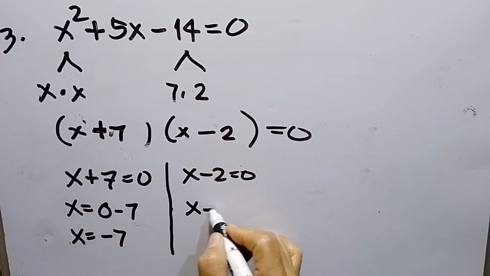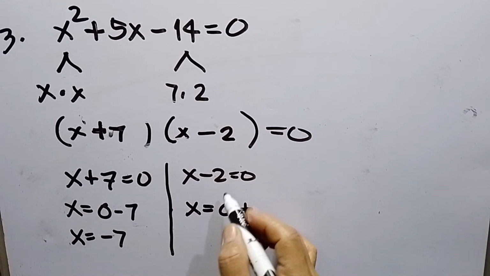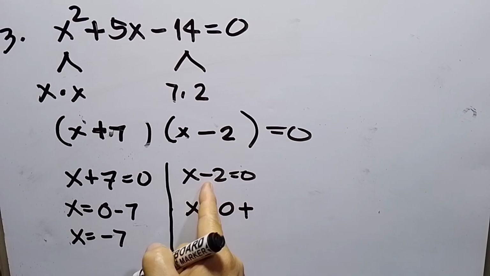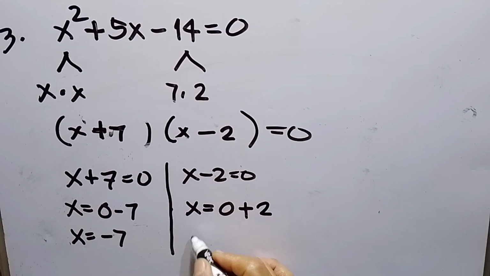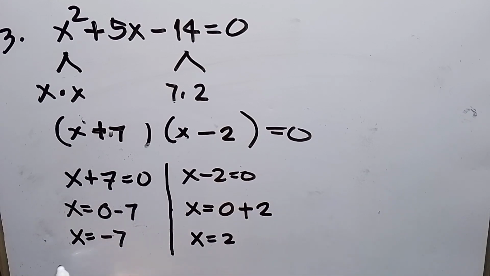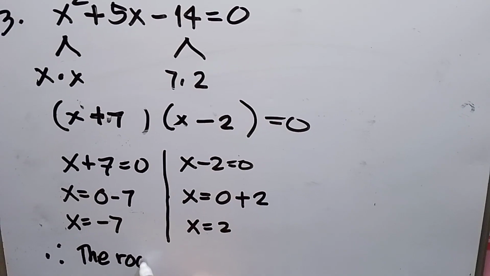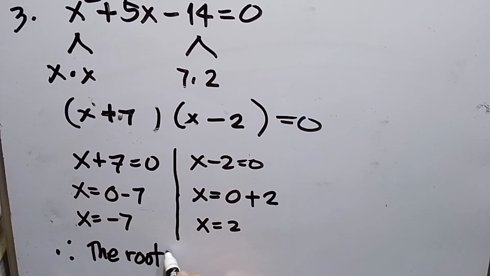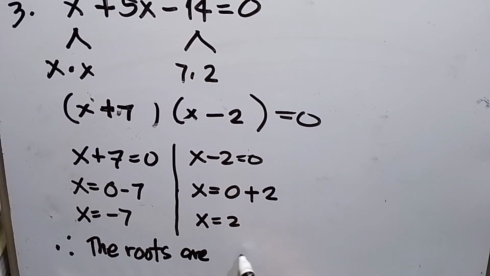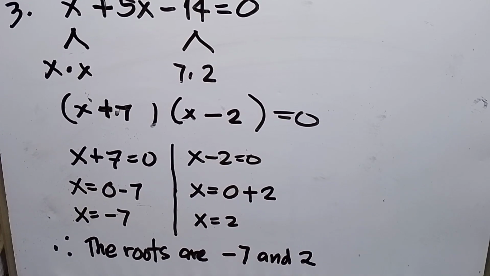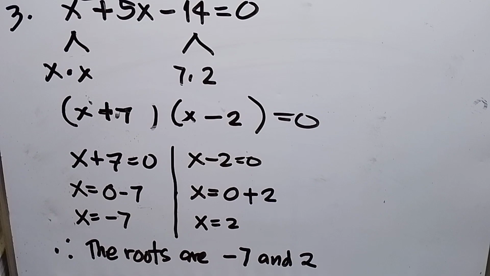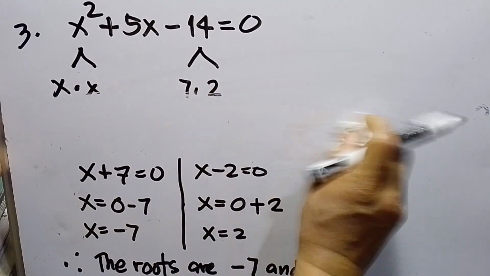So this one also x, then this will be plus because this is minus. Transpose to the right, this will be plus 2. So x equals 2. So therefore, the roots or the solution sets are negative 7 and 2. So that's for number 3. Now let's proceed to number 4.